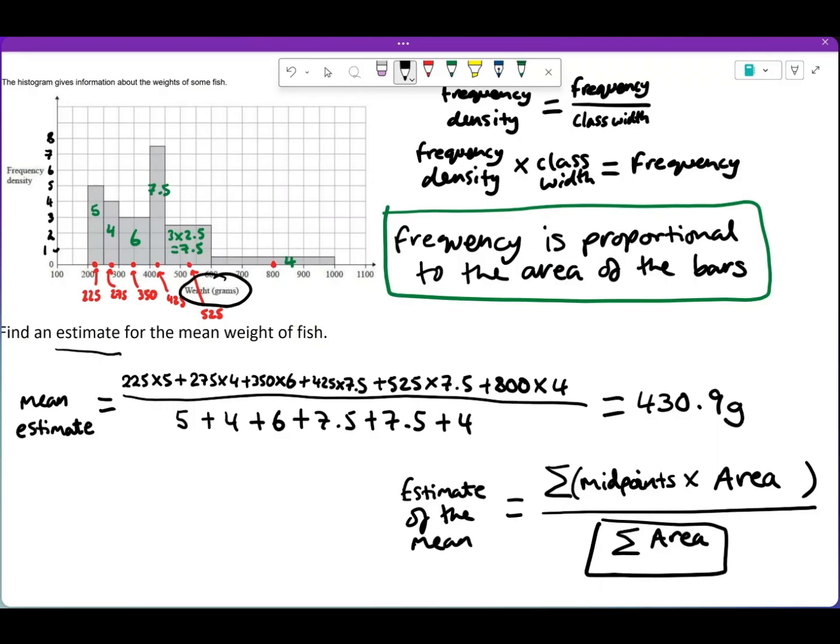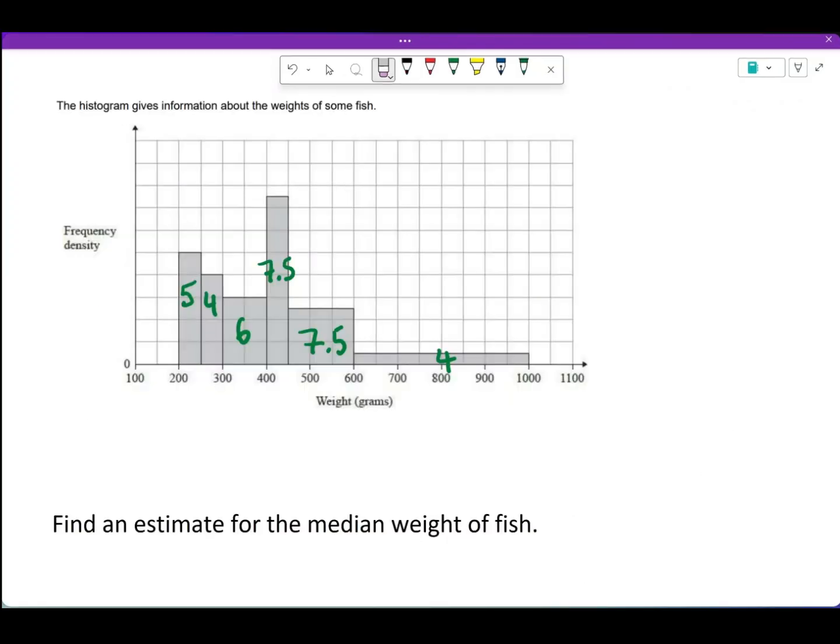Now let's have a go at estimating the median. So we've got the same histogram as before, and I've left the areas in green annotated on the bars as they're going to come in handy. Now we need to find an estimate for the median weight of fish. It's once again an estimate because I don't know the specific values of any of the weights of the fish. And the idea of the median is that if we were to line up all the fish in weight order, we would want that middle fish, whatever its weight is, that's going to be our median.